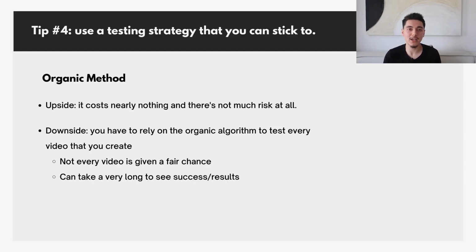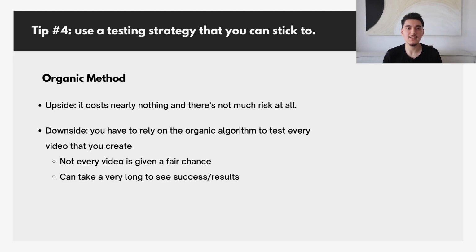So the upside of the organic method is that it costs nearly nothing and there's really not much risk at all, other than buying the product itself, paying about $15 for a domain, and also signing up for a Shopify subscription, which only costs about $1 a month for the first 3 months. However, the downside of TikTok organic is that you have to rely on the organic algorithm to test every single video that you create for your product.